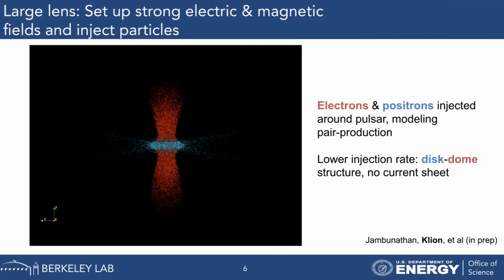And the low magnetic field means that there isn't as much particle injection, there isn't as much pair production, which we model as particle injection. So we get this disk-dome structure, which is a nice validation case, but we don't really see much of a current sheet. In fact, there's no current sheet. And so there isn't much particle acceleration.